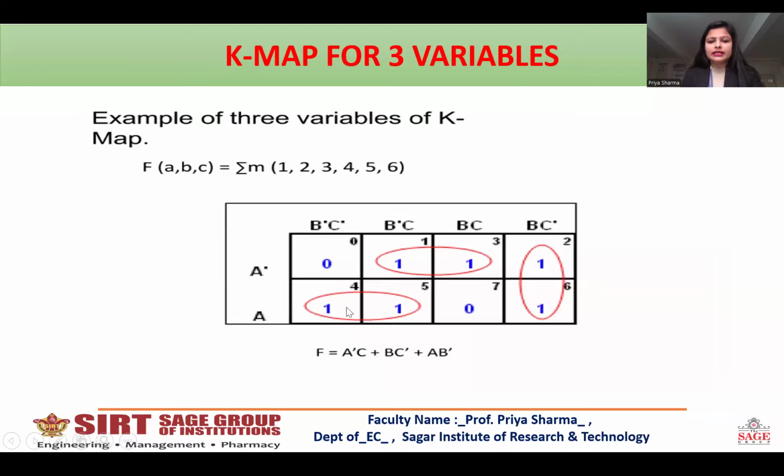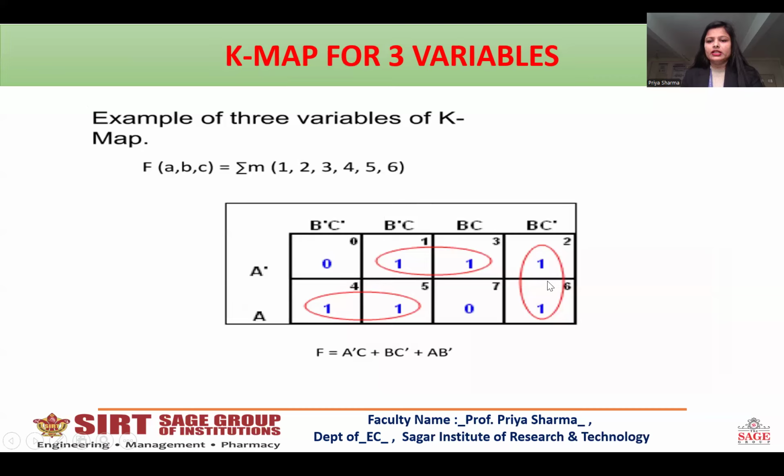Similarly, for this minterm, it is common for the x-axis, it is a. And for the y-axis, b bar is the same, but c is changing from c bar to c. The variable which changes, we leave it, and the variable which remains the same, we'll take. So we'll take b bar. So the minterm for this 4 and 5 function is a b bar.